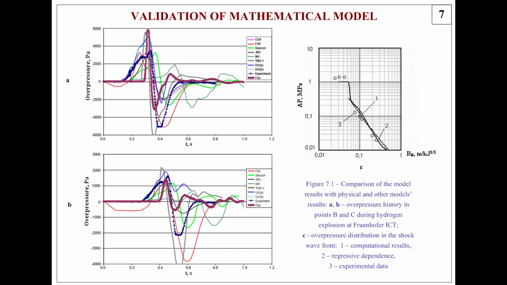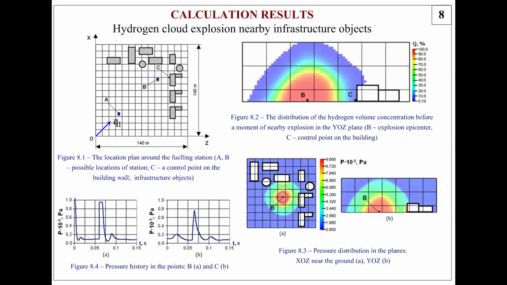The model overpressure history in control points B and C is shown on figures A and B and compared with a large-scale physical experiment and results of other models. An explosion of stoichiometric propane-air mixture was also carried out. Look at the figure C. The computational results show acceptable accuracy and allow us to consider the developed mathematical model as an adequate instrument to simulate gas explosions. Using the developed mathematical model, an accidental explosion at the hydrogen dispensing refueling station was considered.